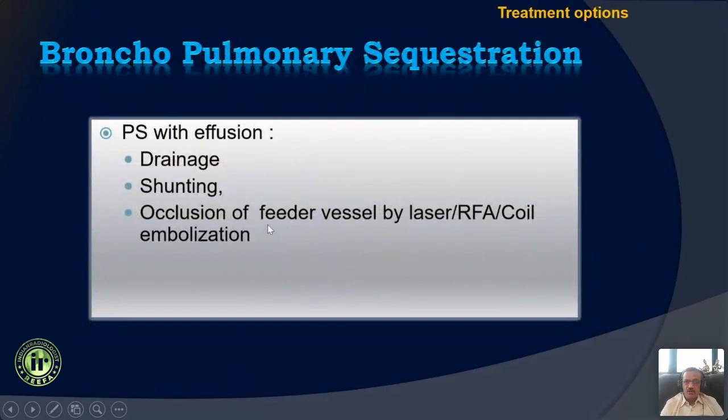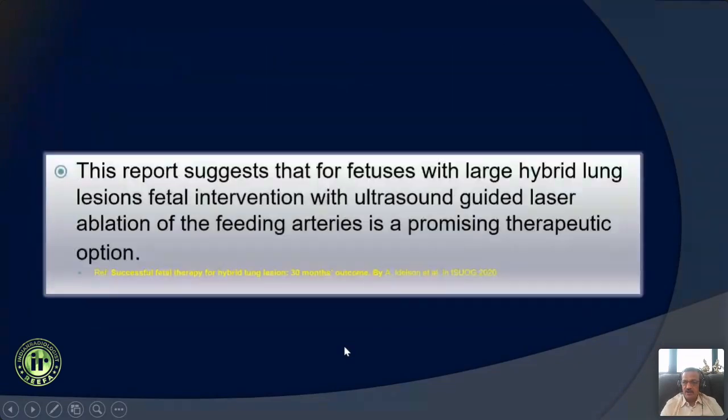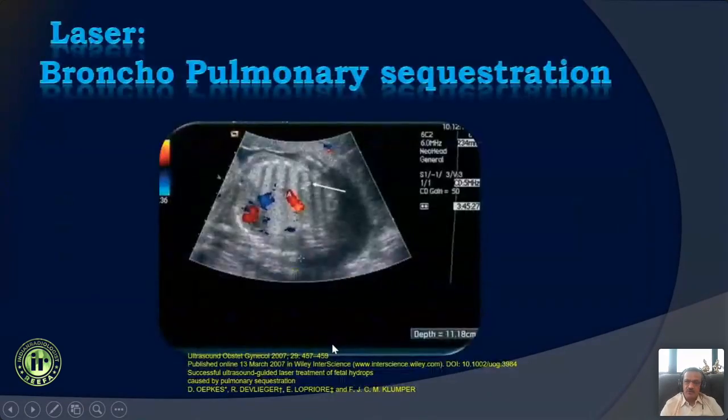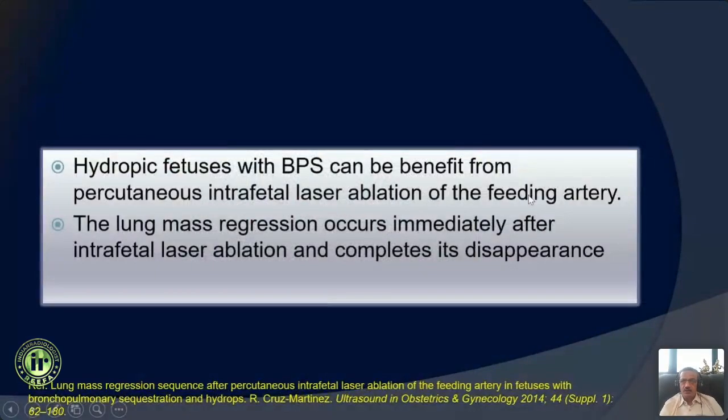So if there is a pulmonary sequestration with effusion, then it is advised that we drain the fluid or put a shunt from the pleural cavity into the amniotic fluid and burn the feeder vessel with laser or with an RFA. And this is supposed to have a very good effect, and I've taken it from one of the journals where they have done a laser for the feeder vessel. So this, of course, benefits the fetus significantly in those who are developing hydrops, and the lesion is supposed to regress.